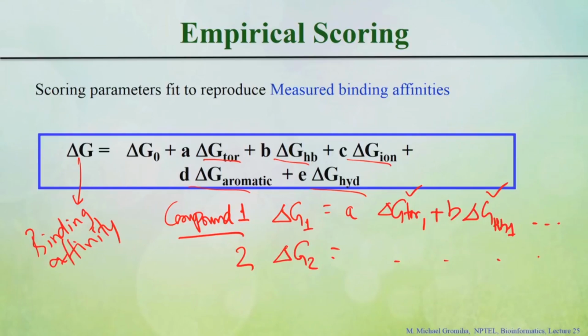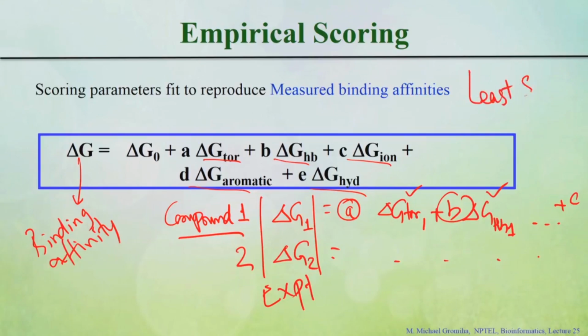So, what is the variable here, and what is the constant here? The coefficients are common, for example A, B, plus a constant, and we do not know them. Here we know the delta G, which is experimentally known. Now fit these equations. For example, if we have 100 compounds, you will get 100 equations. How do you fit these equations? Using the principle of least squares you can do it.